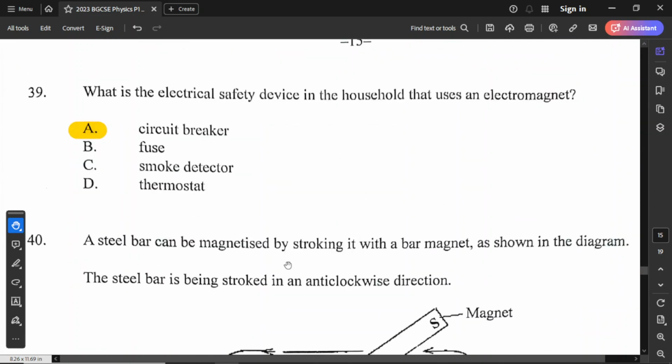For 39, they asked, what is the electrical safety device in the household that uses an electromagnet? That definitely is a circuit breaker. All right, and so A is the correct answer.